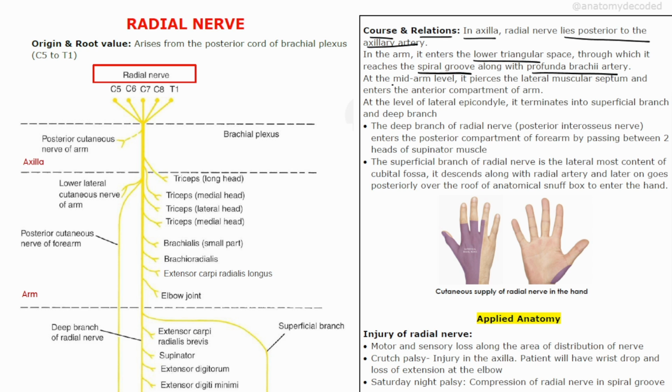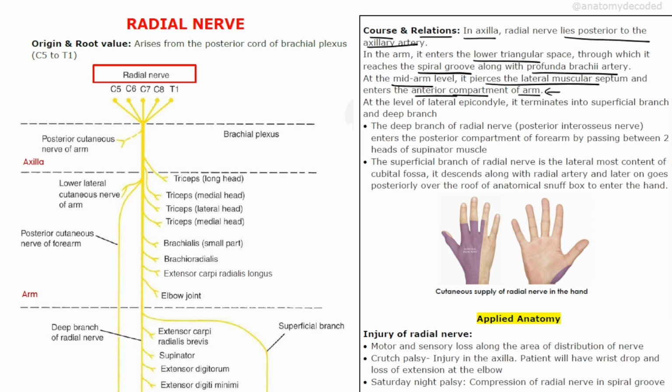Then at the middle of the arm level, it pierces the lateral intermuscular septum and enters the anterior compartment of the arm. Now try to remember the ulnar nerve. Ulnar nerve was piercing the medial intermuscular septum and was going posteriorly. And radial nerve, it is coming anteriorly. Radial nerve basically supplies posterior compartment muscles. In its course, it is just coming anterior here. Since it has come anterior, we know that it is one of the contents of cubital fossa. In the cubital fossa, the lateral most content is radial nerve.